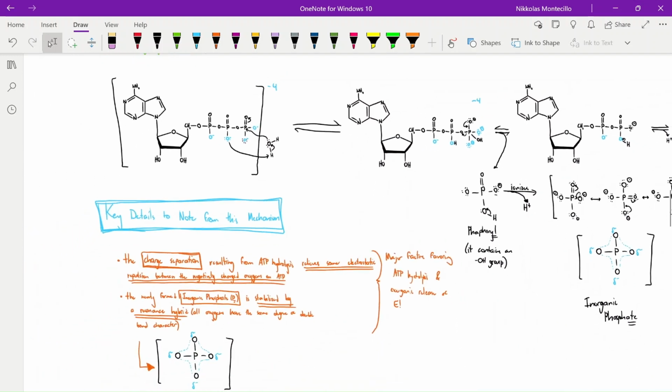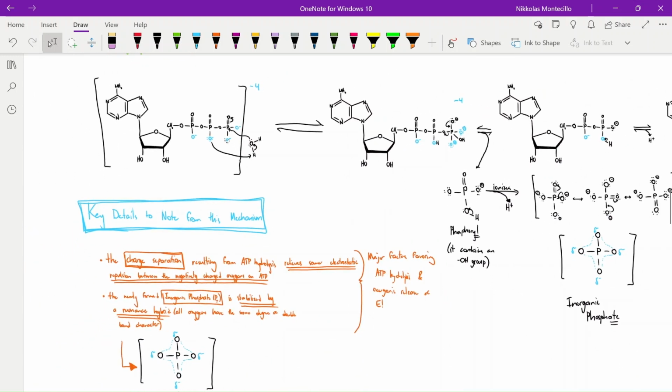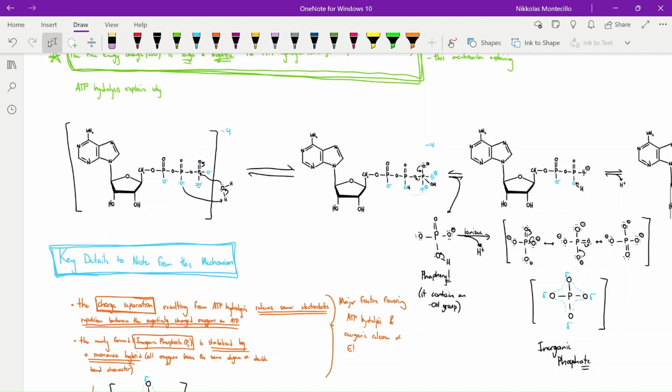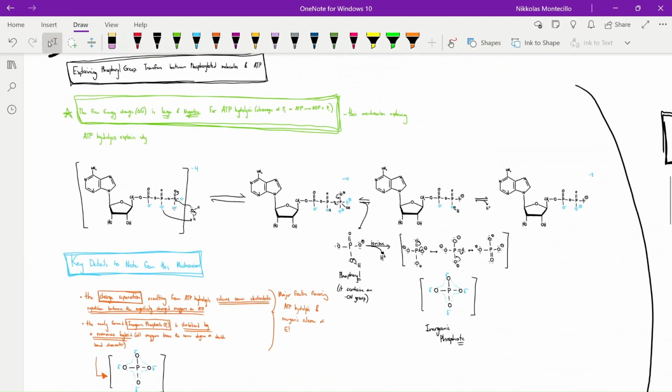So there are two key factors here that favor the reaction of ATP hydrolysis, and hence the exergonic release of energy associated with this reaction. It's charge separation and the formation of an inorganic phosphate, which is stabilized by a resonance hybrid. Okay.